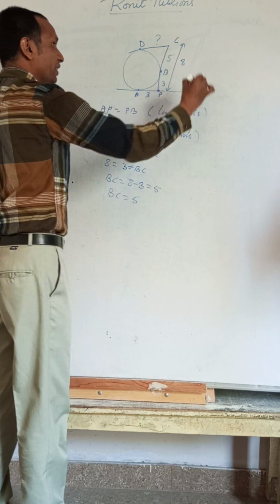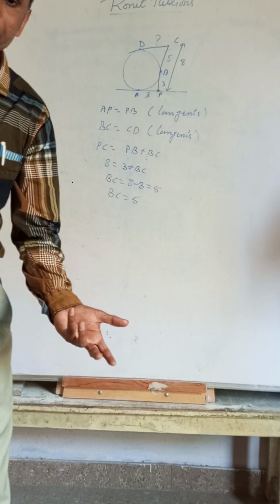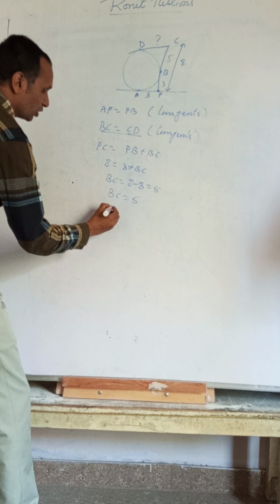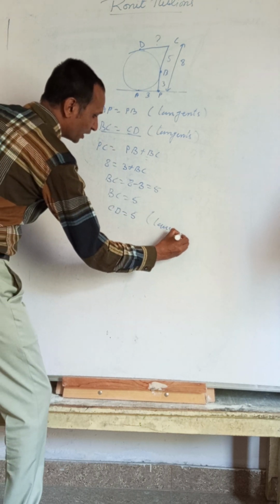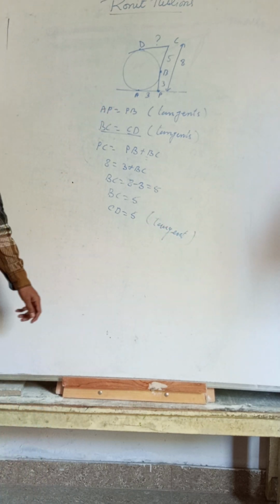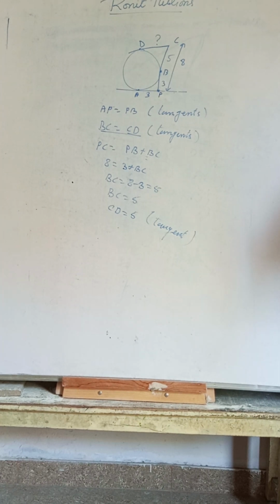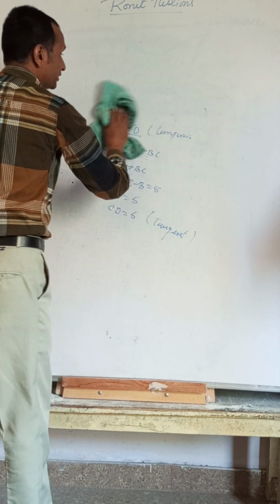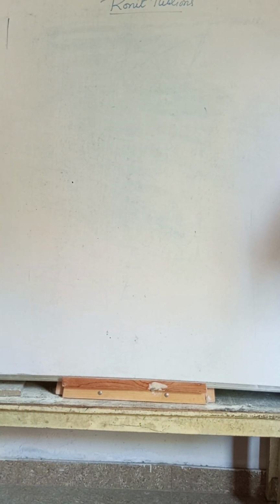If BC is 5 centimeter, then DC will also be 5 centimeter. Why? Because of tangents. Here it is already written BC is equal to CD. So CD is 5 centimeter, because tangents to a circle from an external point are always equal. So DC is equal to 5 centimeter. Sometimes they will ask for the perimeter, or the radius or diameter of the circle. That time also you should proceed in the same way. Next question.